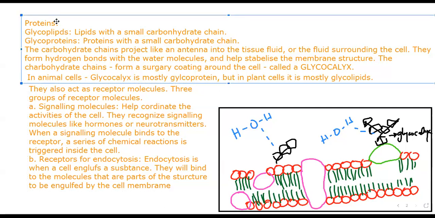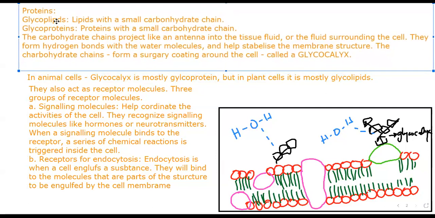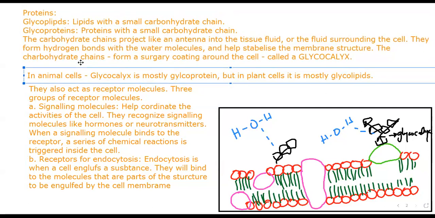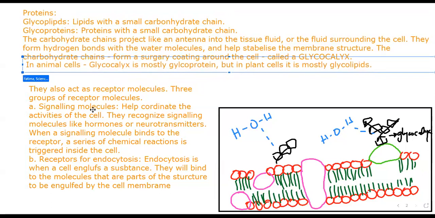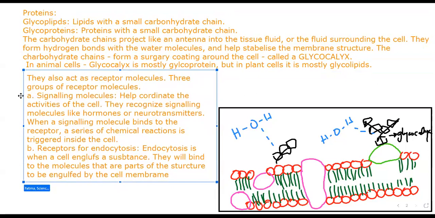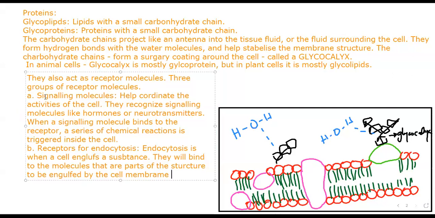So for that, we need these particular structures. We need these glycoproteins and these glycolipids. The glycoproteins and the glycolipids are the ones that are going to actually grab these molecules, grab these bacteria, and allow the cell to do the engulfing.